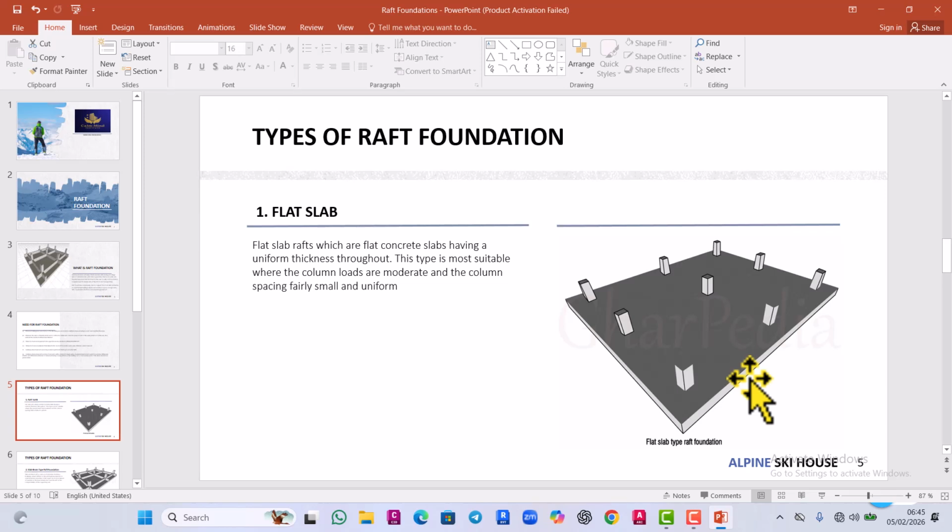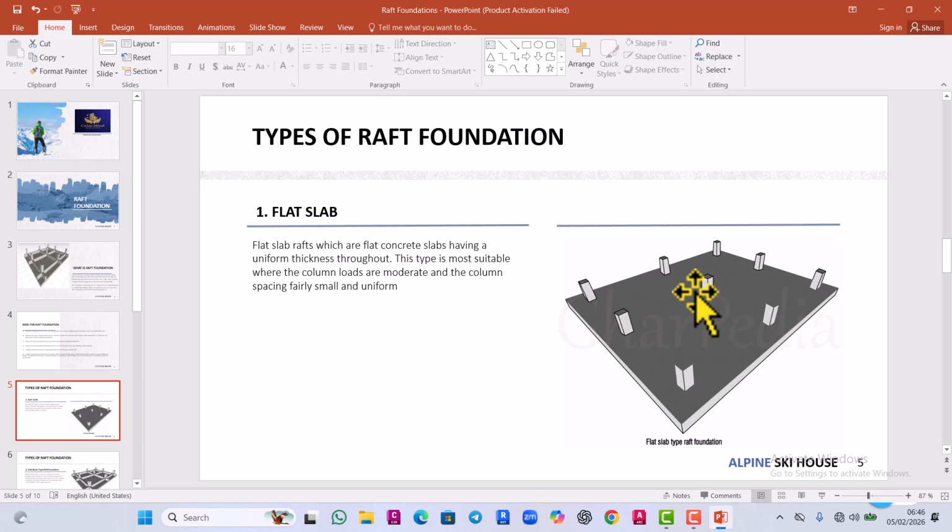So it is used where the loads are moderate, that is small, and uniform. Just like when you have 60 kilonewton, 100, something about 200 or 500. Usually you have something like 500, 600, 700, 500. They are just moderate and uniform. So this is where it is used.